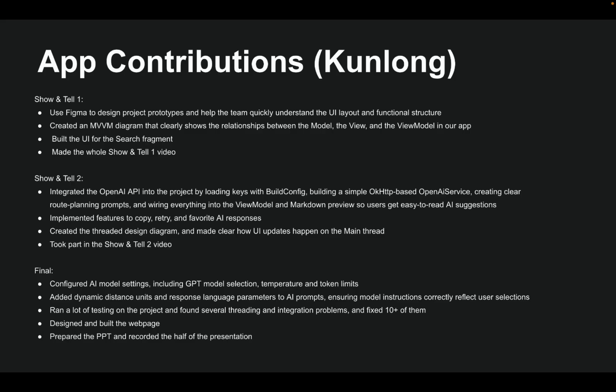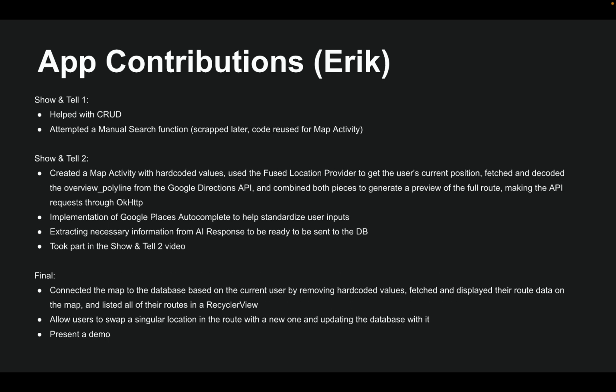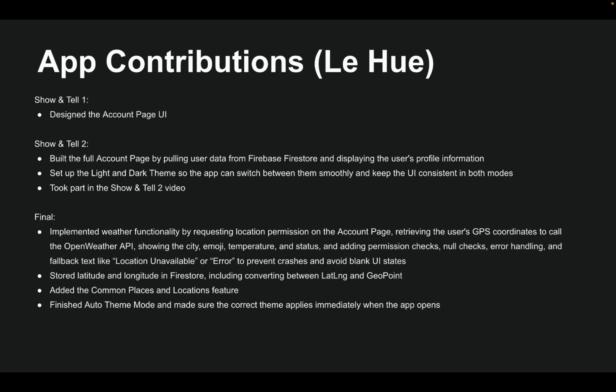Here is our task division. Our project scope fits 5 people because the tasks split into AI search, favorites, maps, settings, and authentication. Each member owns one area and everyone also contributes to testing and documentation, so workloads stay balanced.